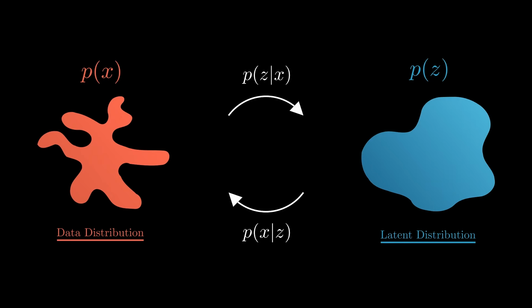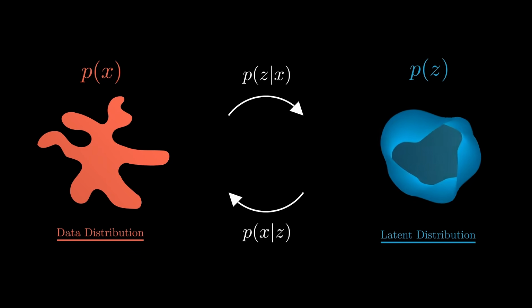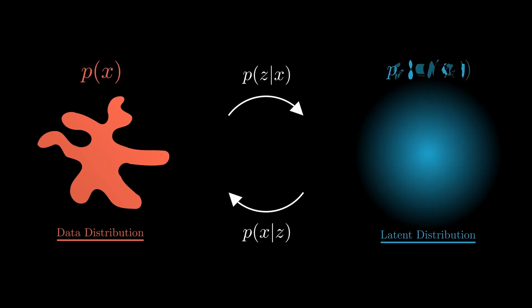However, there's one issue. We don't know the exact form of the latent distribution p of z either, which makes all the computations intractable. To solve this, we assume that the latent distribution is in fact a normal distribution. This assumption allows us to compute the likelihood p of x given z, which measures how probable it is to reconstruct an image from a latent vector. But we're still missing an important part of the puzzle, the posterior distribution, p of z given x.